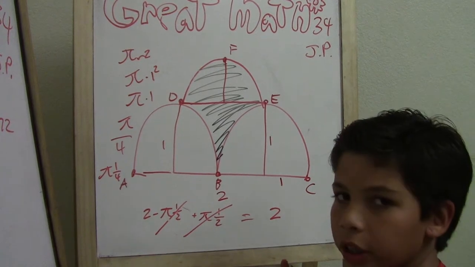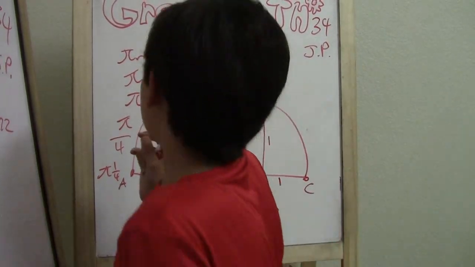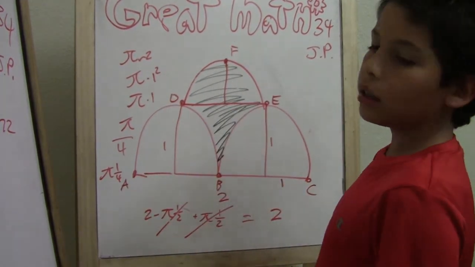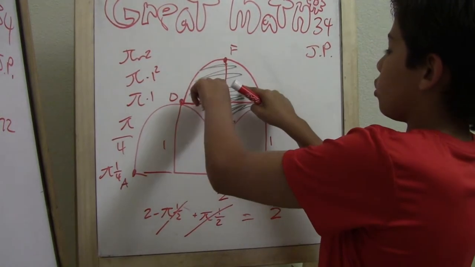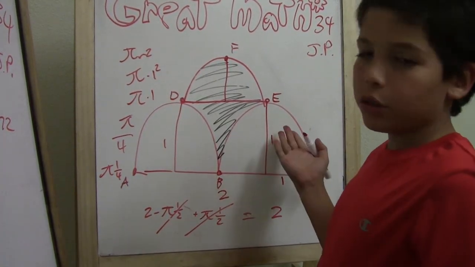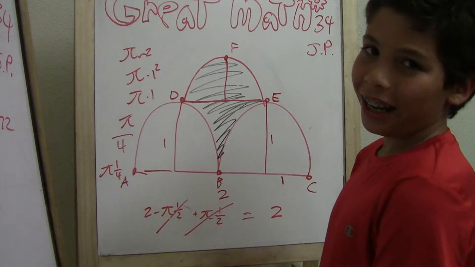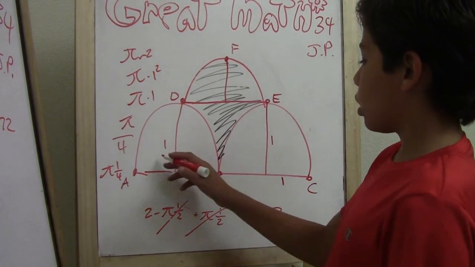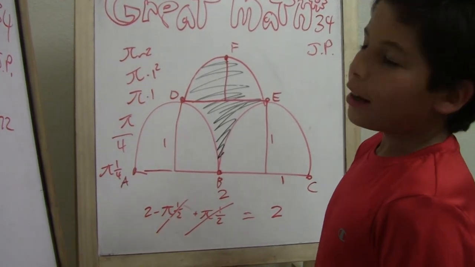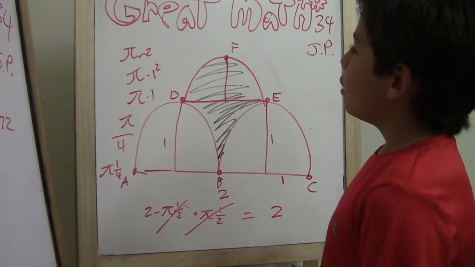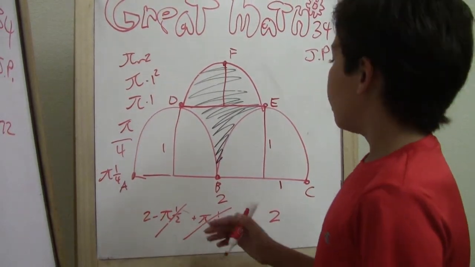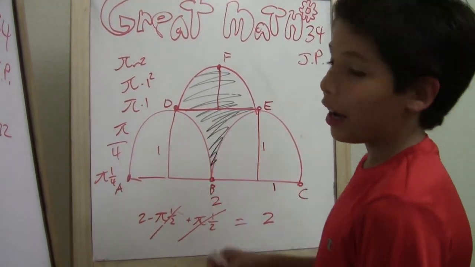Wait, do you notice something? Since these have the same area as this, doesn't that mean we could have just taken these pieces and put them here, and just found the area of this entire box? We could have done that. I'm not kidding, so 1 times 2 is 2. That's the area of the entire thing. So that's all the things you can discover if you figure out different ways. That was so much easier.